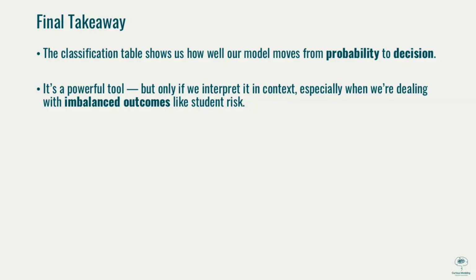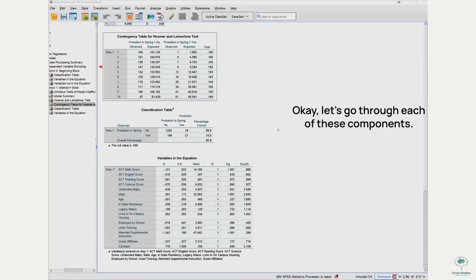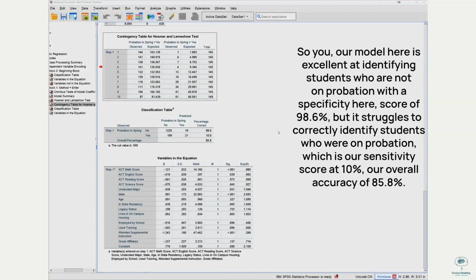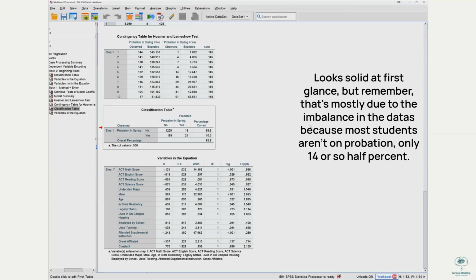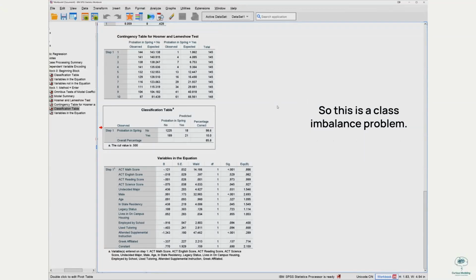So looking at the classification table itself, let's go through each of these components. Our model here is excellent at identifying students who are not on probation with a specificity score of 98.6%, but it struggles to correctly identify students who are on probation, which is our sensitivity score at 10%. Our overall accuracy of 85.8% looks solid at first glance, but remember that's mostly due to the imbalance in the data because most students aren't on probation, only 14 or so percent. So this is a class imbalance problem.